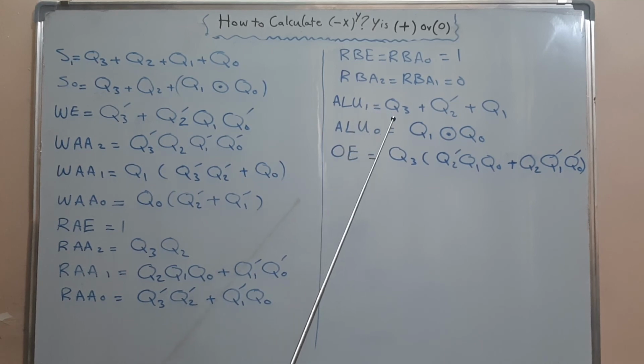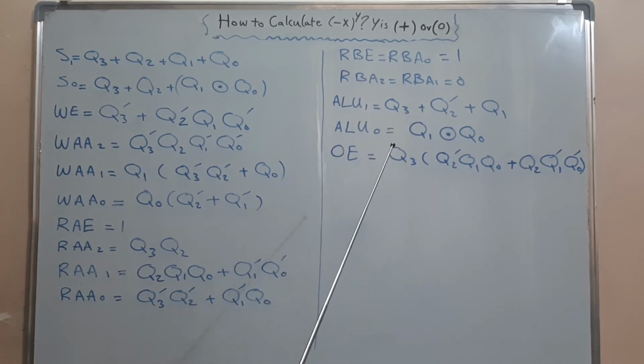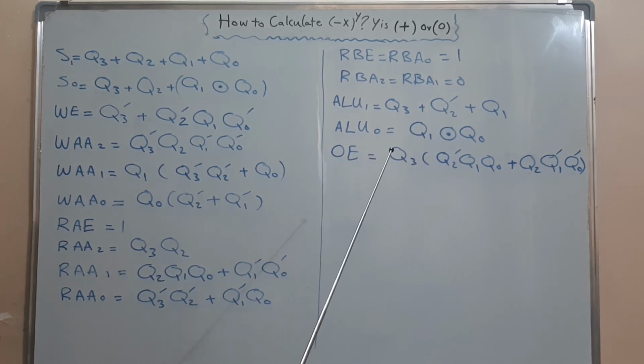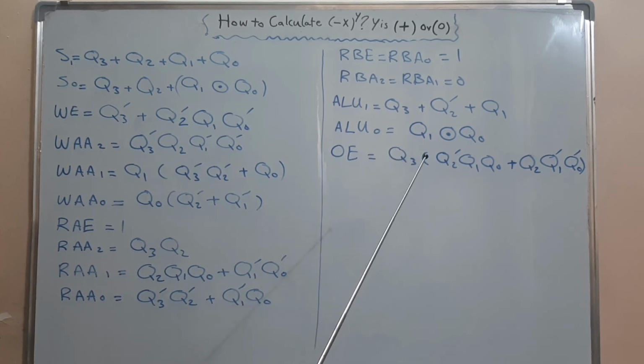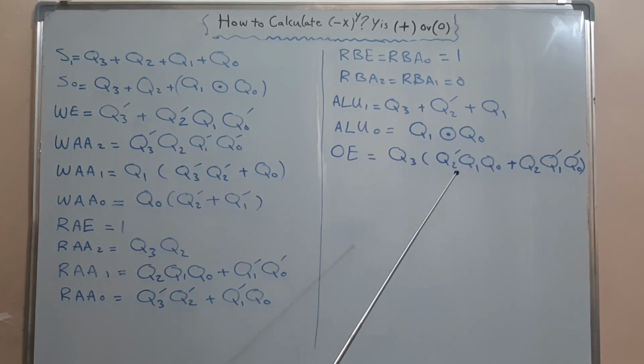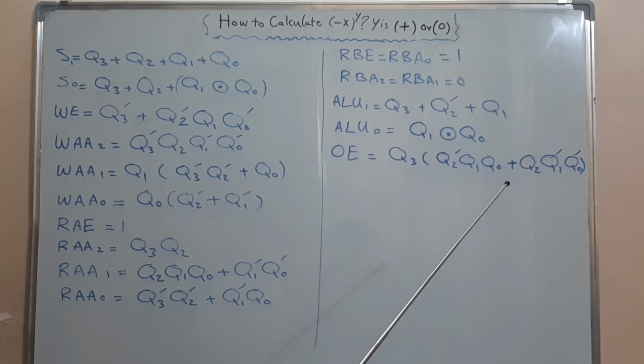RBE is equal to RBA0 and both are equal to 1. RBA2 is equal to RBA1 and both are equal to 0. ALU1 is equal to Q3 or Q2 bar or Q1. ALU0 is equal to Q1 XNOR Q0. Output enable is equal to 1 whenever Q3 and together with Q2 bar Q1 Q0 or Q2 and Q1 bar and Q0 bar.